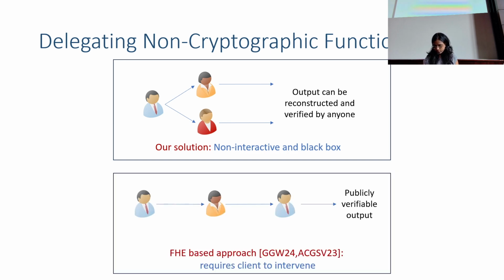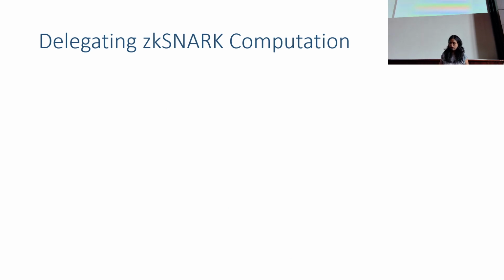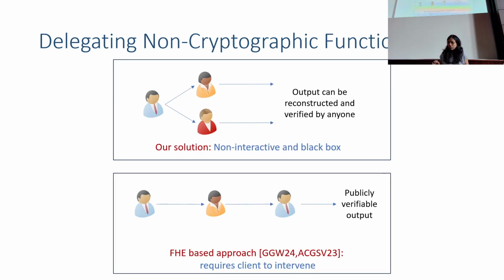In contrast, if we were to use an FHE-based approach, the interaction pattern slightly differs. In known FHE-based solutions for verifiable and private delegation of computation, the client actually does need to come back online once the server is done computing the proof, computing the output. As a result, you can see the client first sends some information to the server, who then has to again send back some information to the client before the information that the client wants to send out becomes publicly verifiable.